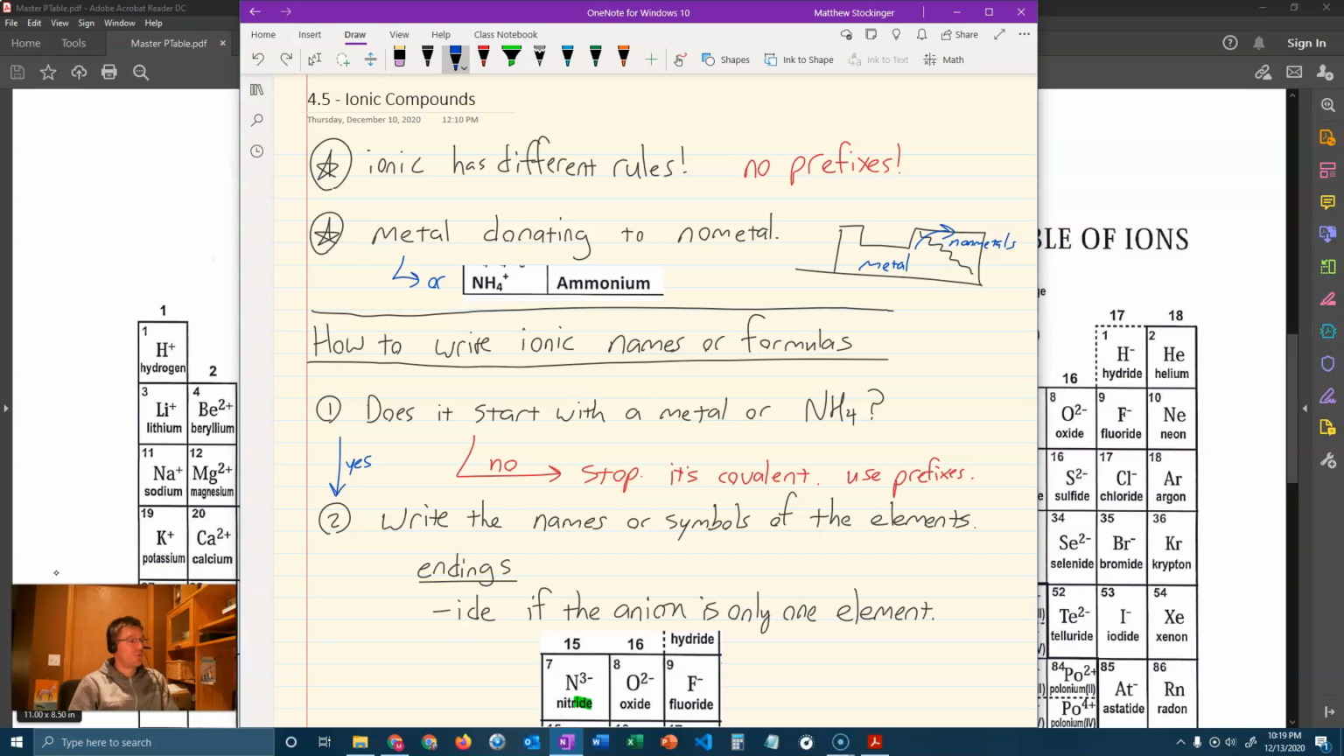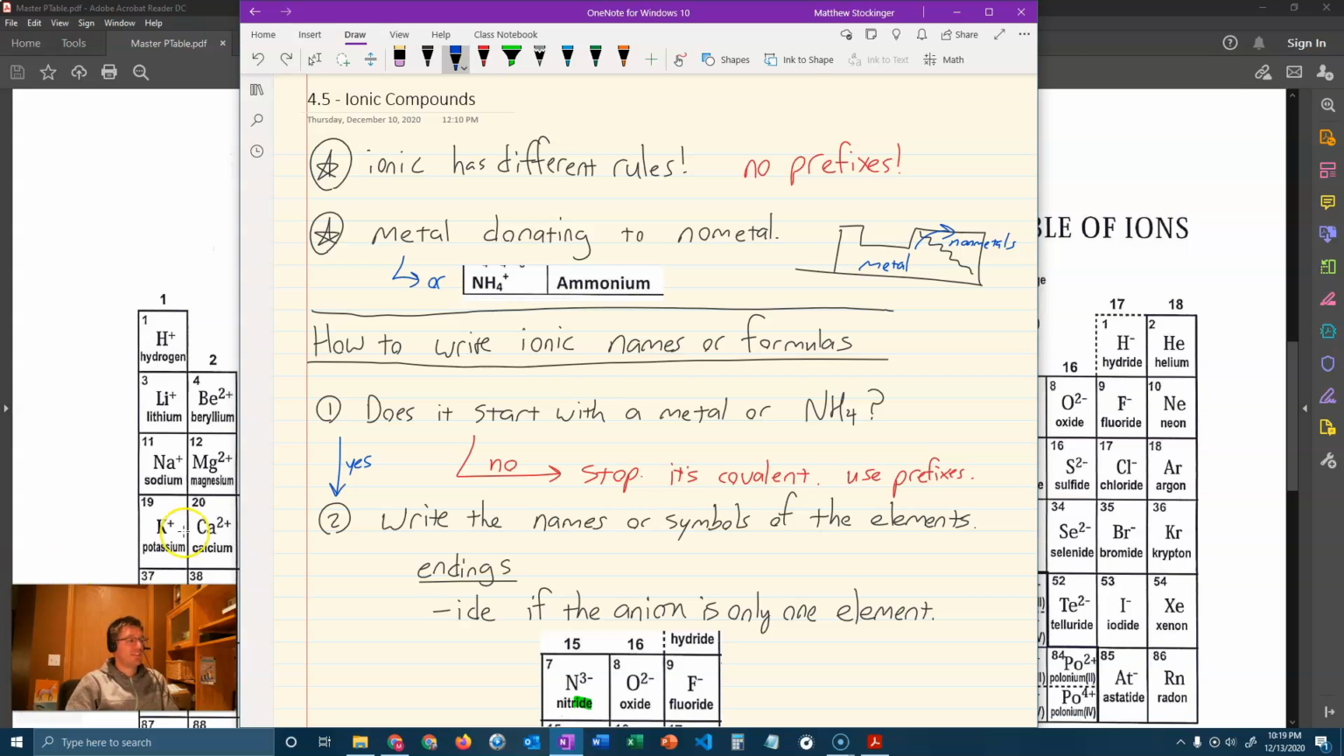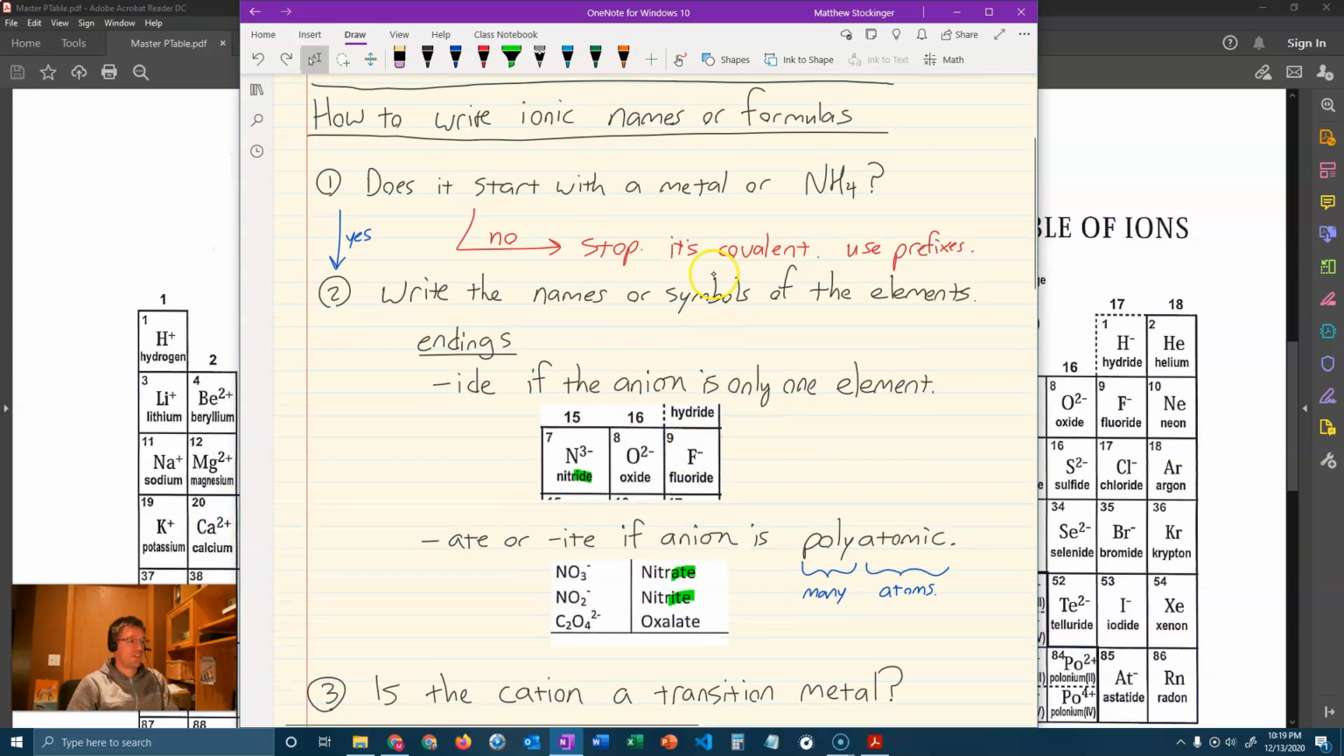Okay, so what you're looking for in an ionic compound is, does the name or the formula start with a metal or NH4? If it doesn't start with one of those two things, then you need to stop. It's covalent. You should use the prefixes then. On the other hand, if it does start with a metal or ammonium, then all you've got to do is write the names or the symbols of the elements, just like you would with covalent.